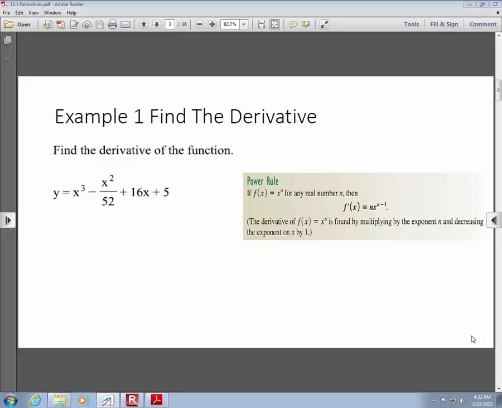So my 5 is the exponent, right? I multiply the whole function by that 5, and then decrease the exponent by 1. I subtract 1 from the exponent. This is what that power rule is saying, okay?